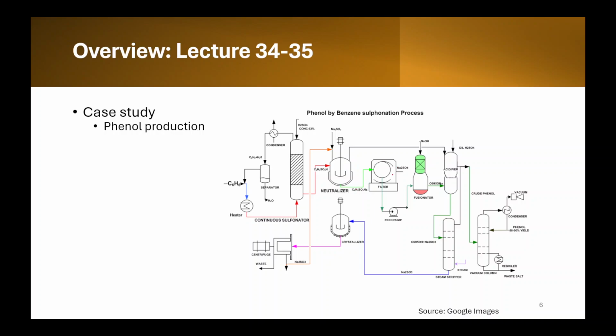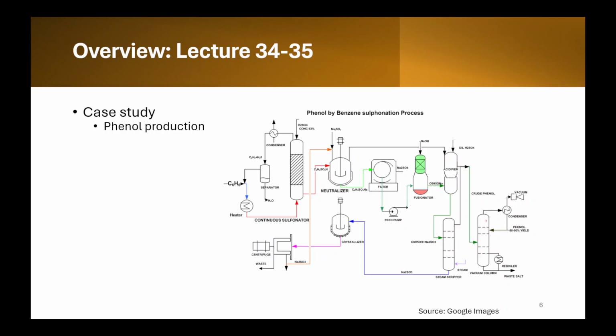From there, the filtration is done and it goes to the fusionator. In the fusionator, we add the NaOH to get the sodium phenoxide, and from here it goes to the acidifier. Here you add H2SO4 so as to acidify the sodium phenoxide so as to get the crude phenol, and the crude phenol from the top layer is taken to the vacuum distillation column.